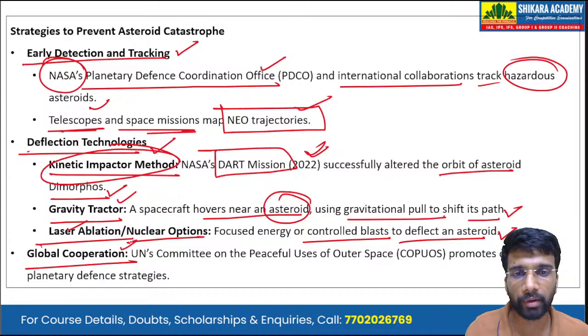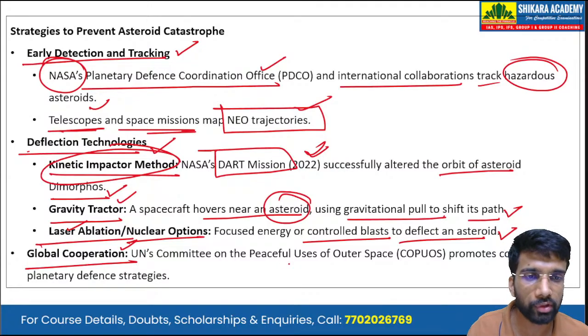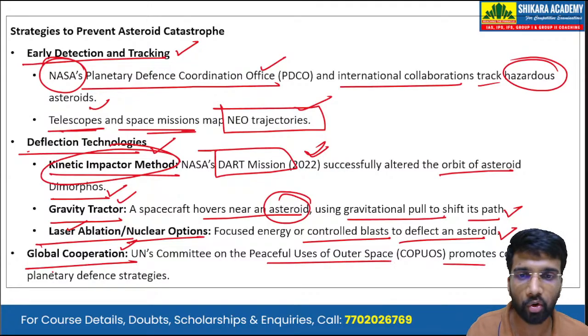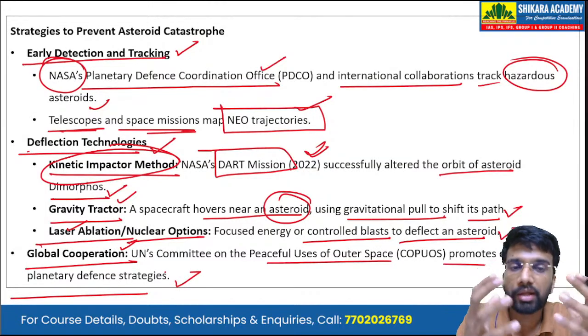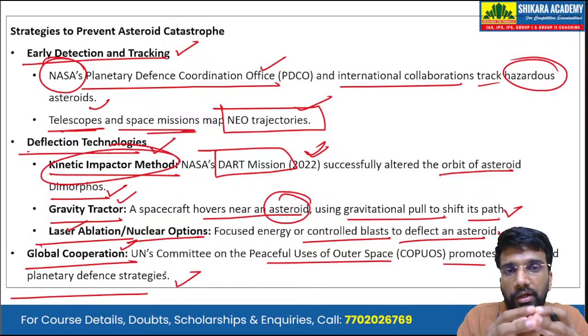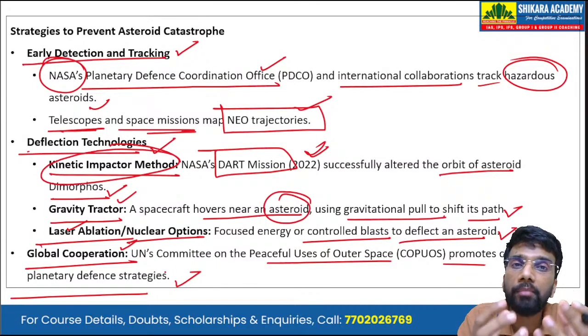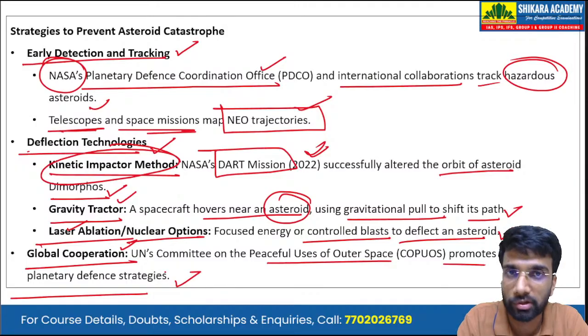Then there is global cooperation. The UN's Committee on the Peaceful Uses of Outer Space promotes coordinated planetary defense strategies, because an asteroid catastrophe is such a big catastrophe that the entire world will suffer and the entire world will have to come together in order to prevent it. Okay.